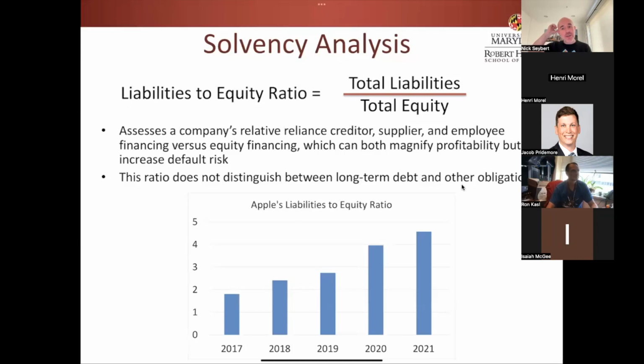The two big ratios are liabilities over equity. Okay, which as we learned, if we just add 1 to this, we then have assets over equity, right? Okay, so this is Apple's liabilities over equity ratio over the 5 years. So they went from like 1.9 to 4.6 or something like that. So they more than doubled their liabilities to equity ratio.